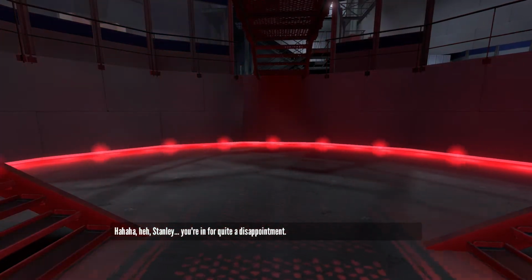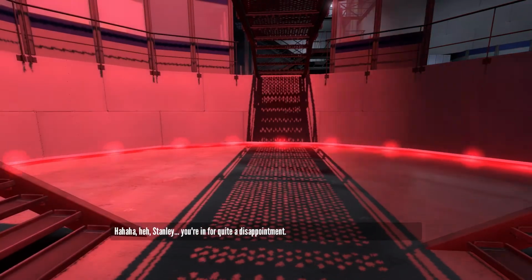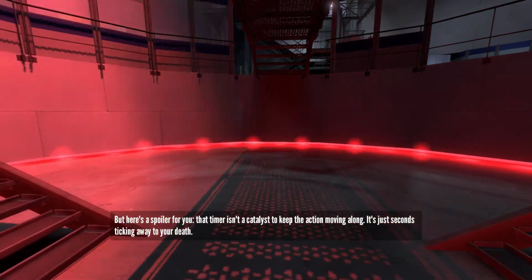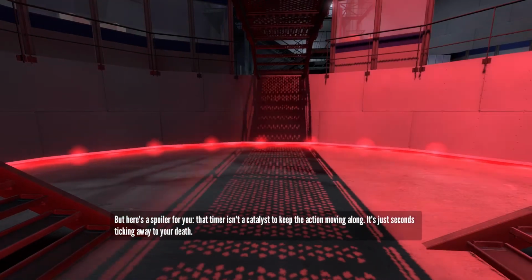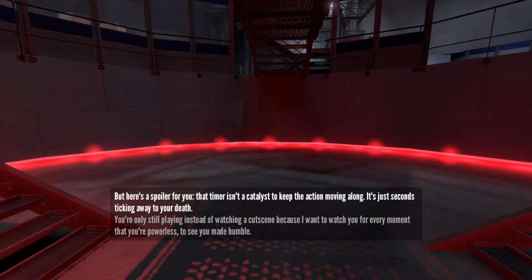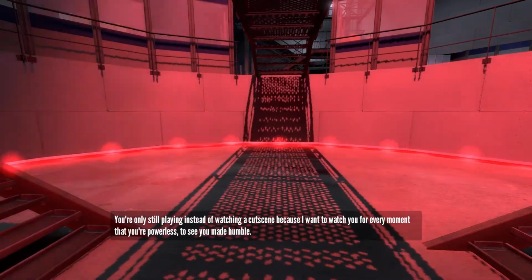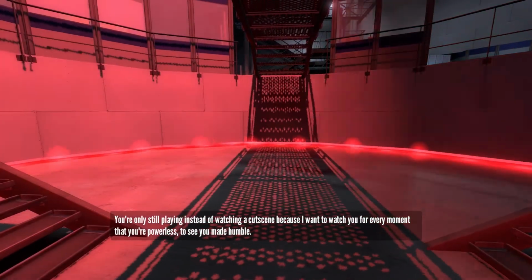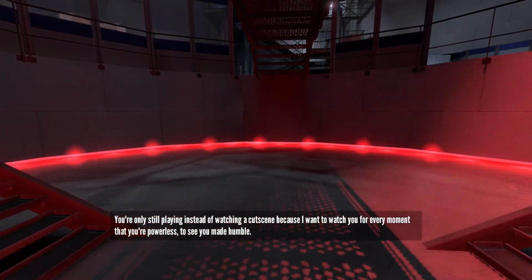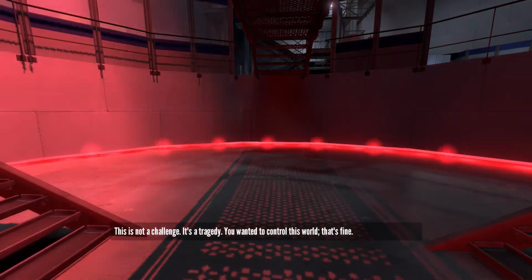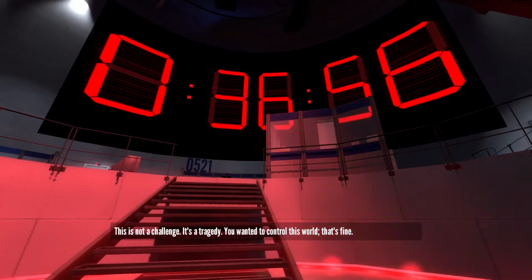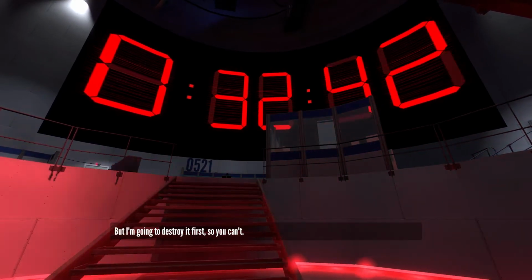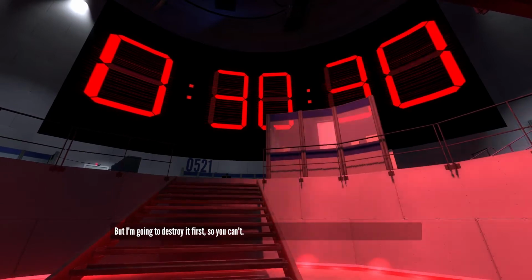Stanley, you're in for quite a disappointment. But here's a spoiler for you. That timer isn't a catalyst to keep the action moving along. It's just seconds ticking away to your death. You're only still playing instead of watching a cutscene because I want to watch you for every moment that you're powerless. To see you made humble. This is not a challenge. It's a tragedy. You wanted to control this world, that's fine. But I'm going to destroy it first, so you can't.